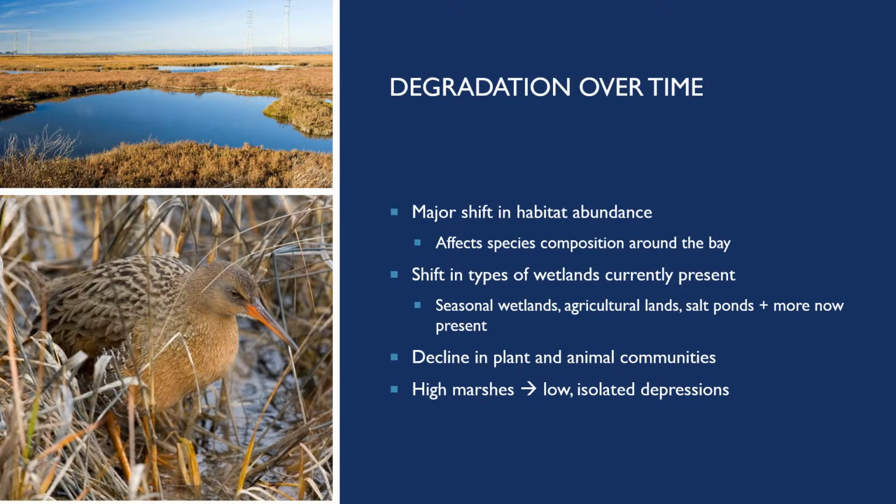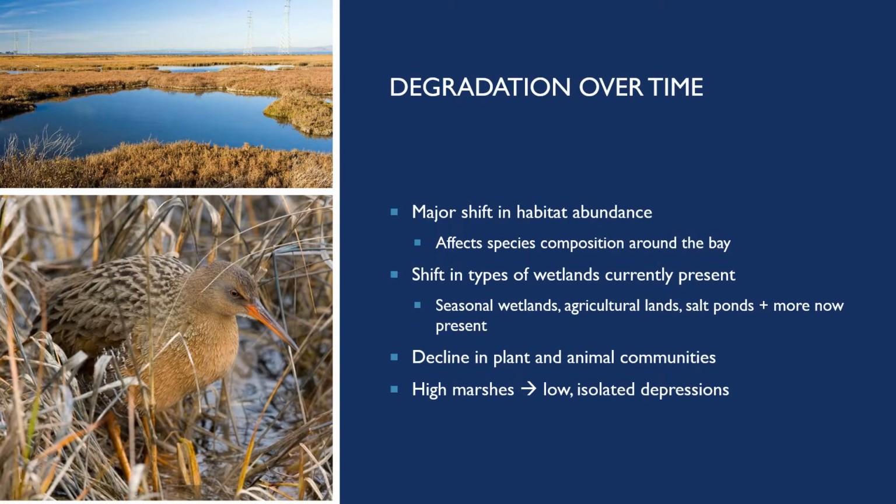So impacts like this have had very negative effects on the wetlands that have led to its overall degradation. These types of impacts have caused major shifts in habitat abundance over time. These changes have led to changes in plant, aquatic life, and wildlife composition around the bay. Where once the habitat of the bay consisted of primarily tidal marsh, tidal flat, and upland habitats, today there also exist seasonal wetlands, agricultural lands, salt ponds, and storage/treatment ponds.